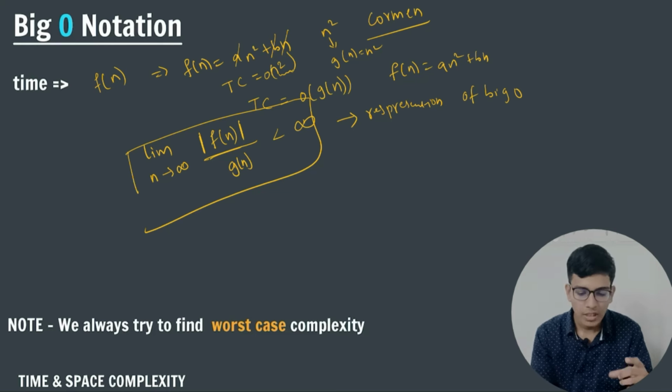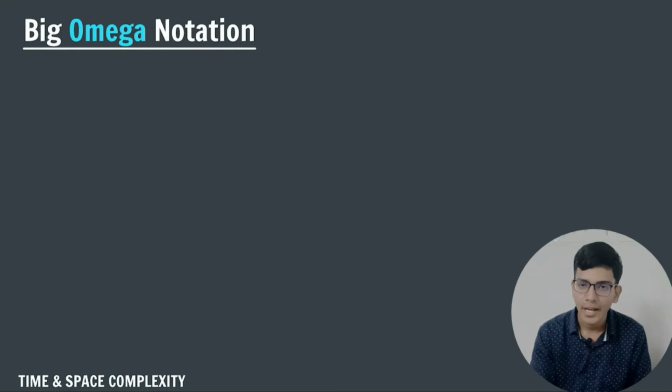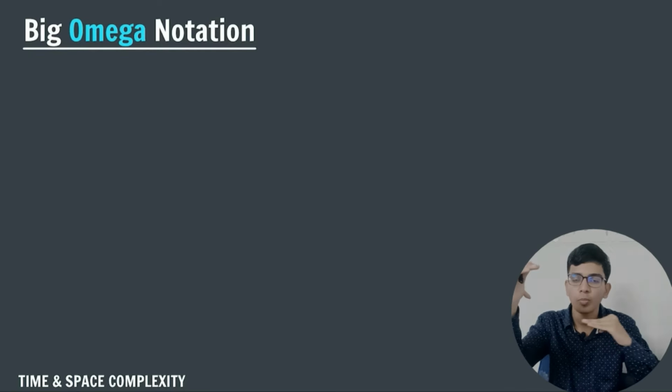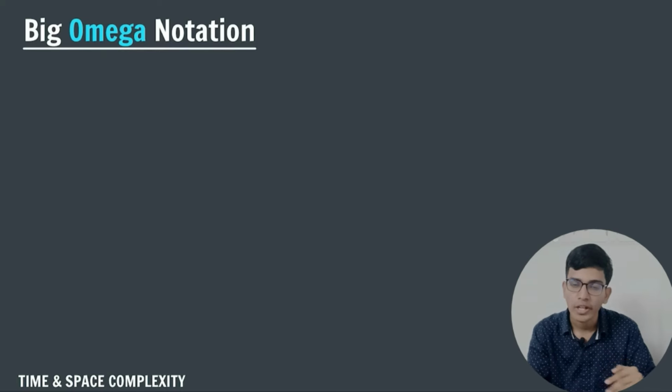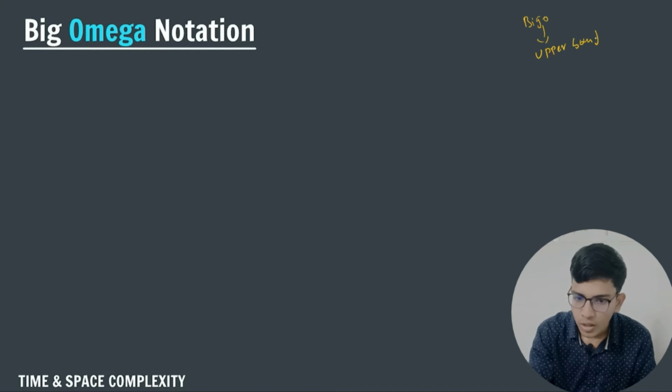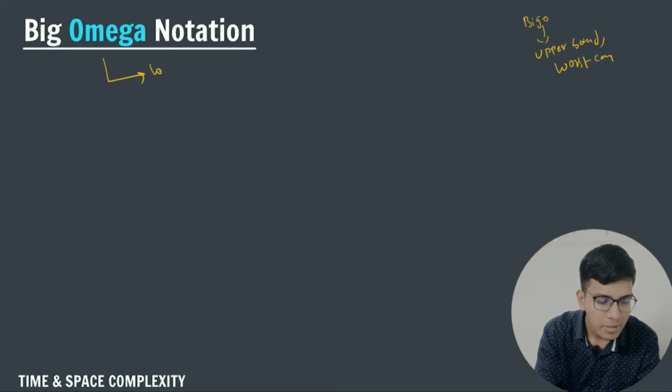Now let us talk a little bit more about big omega. Big O represents the upper bound, which is nothing but the worst case, whereas big omega represents the lower bound, and that is our best case.